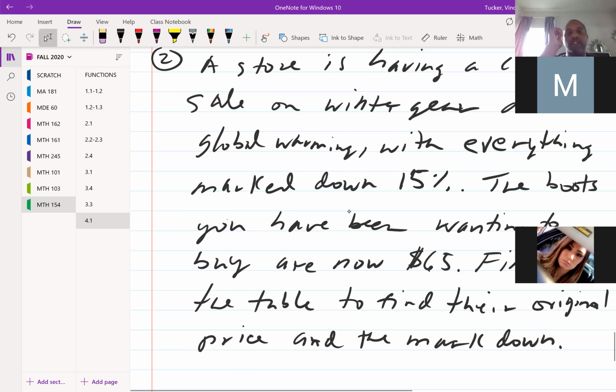All right, so a store is having a clearance sale on winter gear due to global warming. They kind of made global warming sound like an event that's going to go away and come back with no problem. Right. With everything marked down 15%. The boots you have been wanting to buy are $65. Fill in the table to find their original price and the markdown.